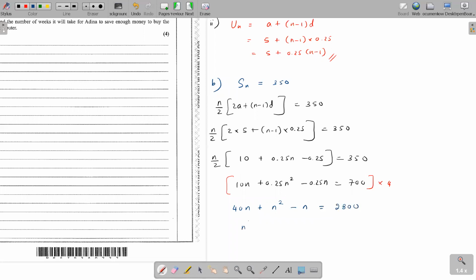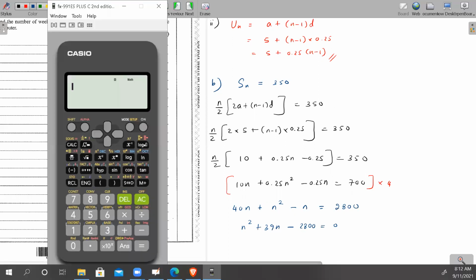So I get n squared minus n, 2800, minus n. So actually 40n minus n is plus 39n, isn't it? Minus 2800 equals 0. So now it's time for your calculator. So take the calculator and we go to mode, equation, and we go to quadratics.